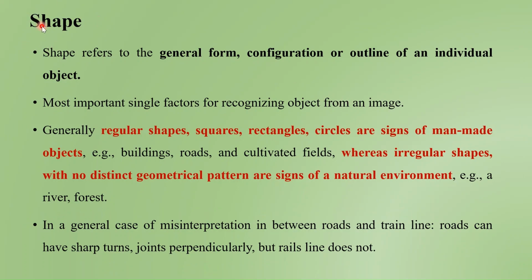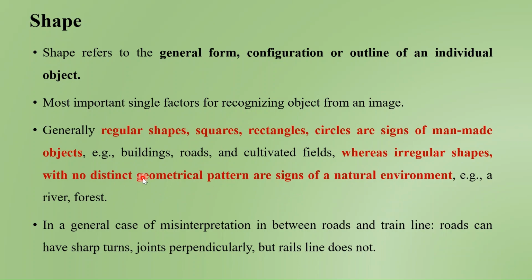Next element is shape. It refers to the general form, configuration or outline of an individual object, and it is the most important single factor for recognizing the object from an image. In general, the man-made features or objects like buildings, roads or agricultural fields have a regular or geometrical shape. It may be in the form of squares, rectangles or circles, while the natural features like the river or the forest have an irregular shape.